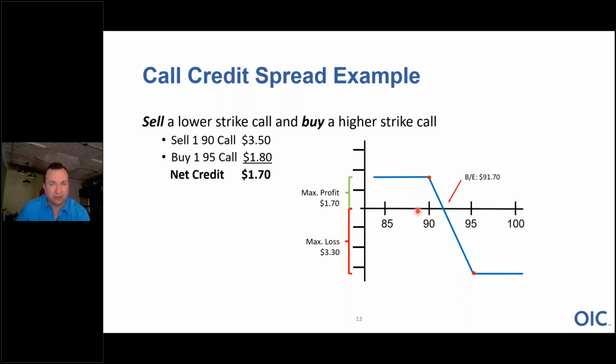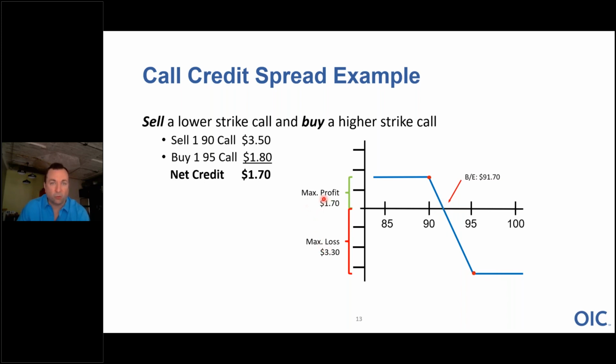So if the stock consolidates right here around 88, we reach max gain. If the stock sells off, max gain. Even if the stock were to rally $1.50, we still have our max gain. We could be wrong by over $1.50 and still be profitable all the way up to this 91.70 level, and then we start to experience losses. That's what I mean by favorable break-even point.